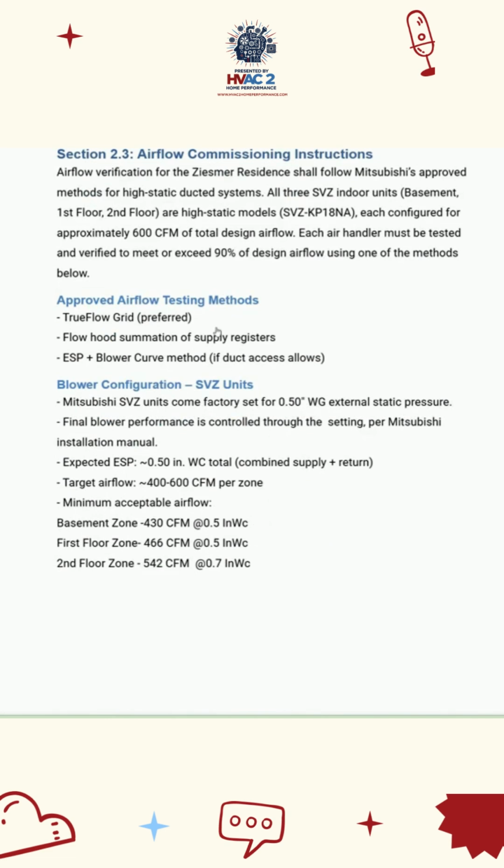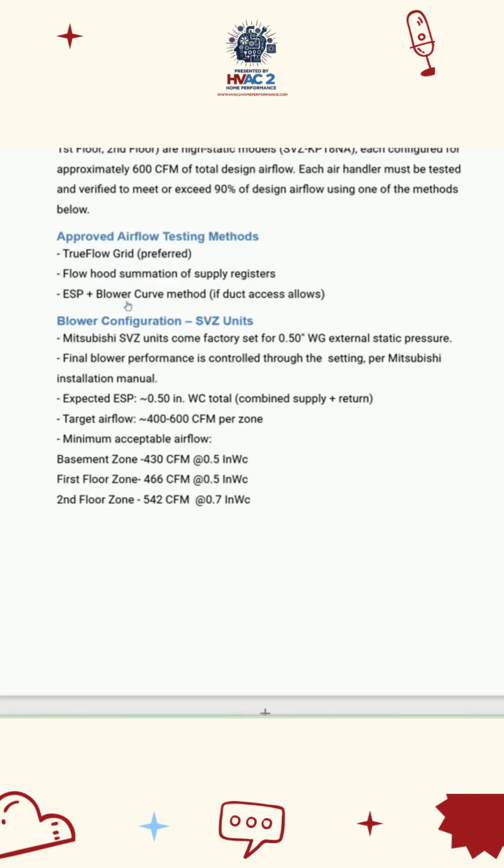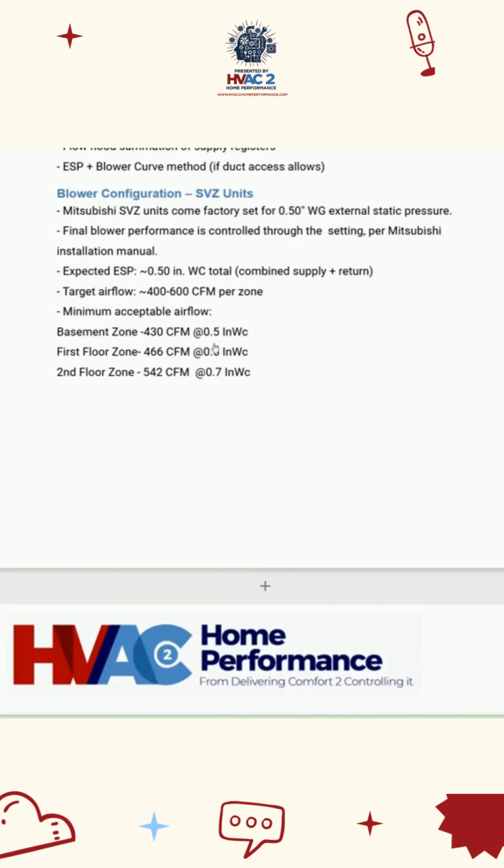Section 2.3 is our airflow commissioning instructions, another important document. On these systems, it's interesting. You're going to see that we say each configured for approximately 600 CFM of total airflow design. Each air handler must be tested and verified to meet or exceed 90% of design airflow using one of the methods below. TrueFlow grid is our preferred methodology. But here's the thing. These numbers here, minimum acceptable airflow, are actually our design airflow numbers.